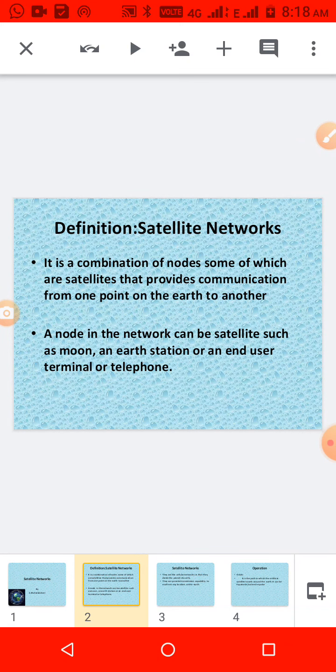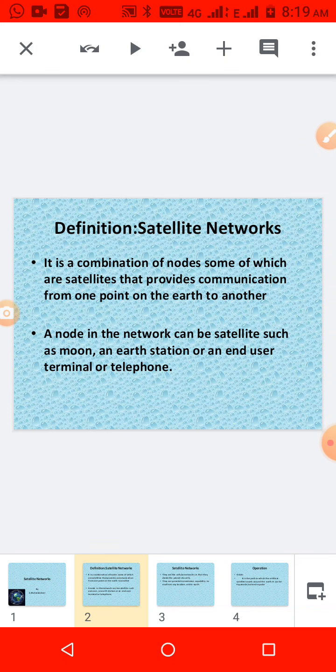First, we will see the definition. What do you mean by satellite networks? It is a combination of nodes. What are the nodes? The nodes may be satellites, or a moon, or an earth station, or an end user terminal or telephone. Any of these may be connected together to form a network called a satellite network.